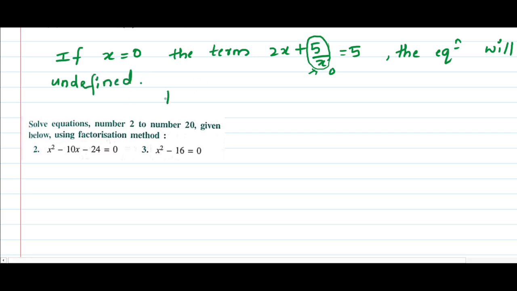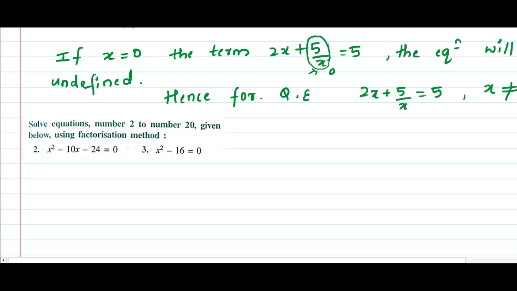So hence, for the equation 2x plus 5 by x is equal to 5, we need x not equal to 0. x must not be equal to 0. Then only we will get the quadratic equation.